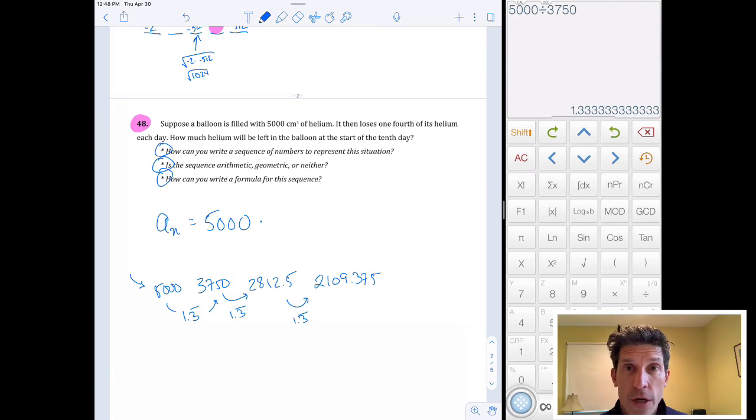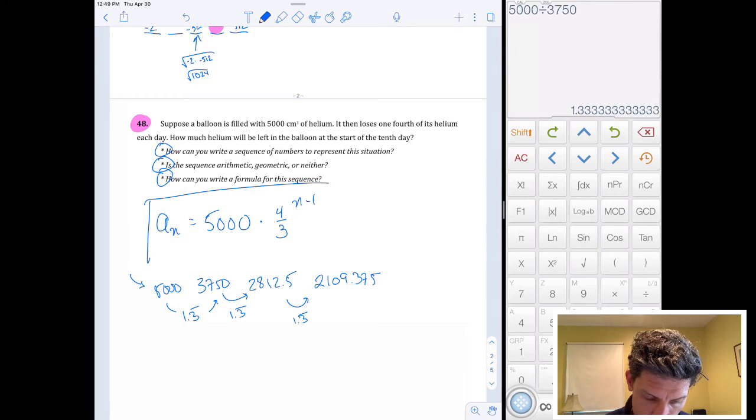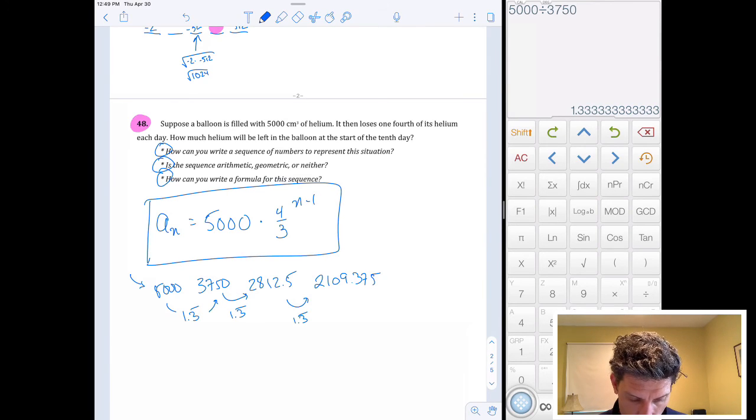And last bullet point, how can you write a formula for the sequence? Here we go. So I'm going to do initial condition is my 5,000. I'm going to multiply by my common ratio, 1.3 repeating, or you could do 4/3. That would be fine as well. In fact, maybe we like 4/3 so I don't have to worry about repeating decimals. And then we're going to go n-1 as our exponent. So n-1. And that's going to be our direct or explicit formula.